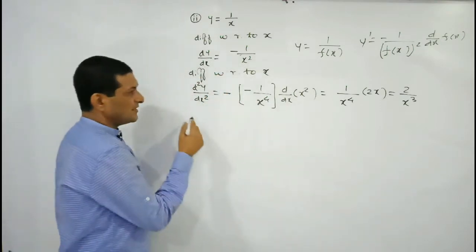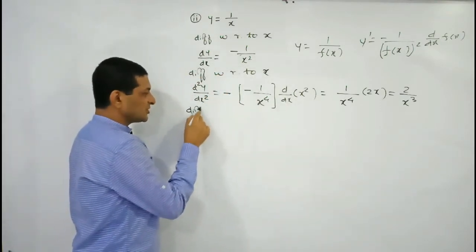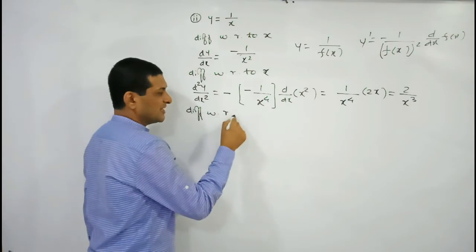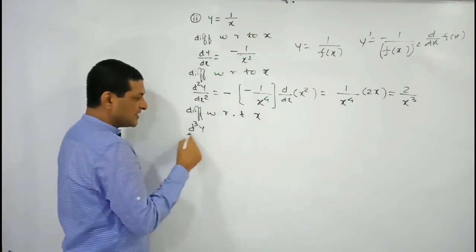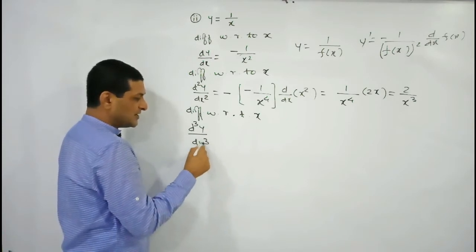So here now we are differentiating it again with respect to x to find the third order derivative. So differentiate it with respect to x. The derivative of d2y upon dx square is d3y upon dx cube.